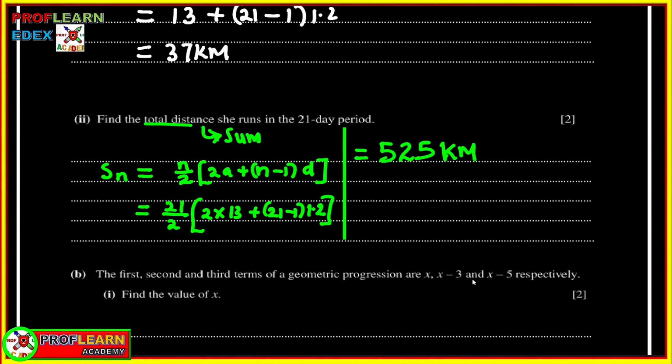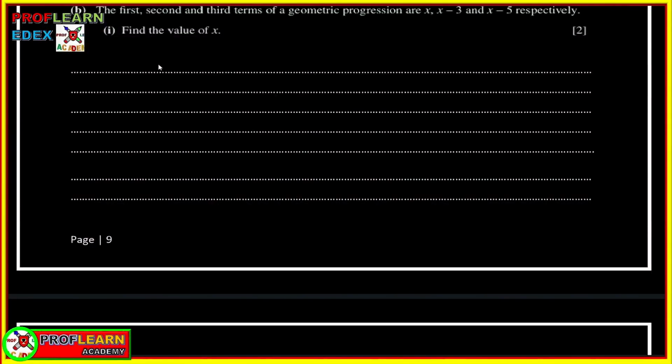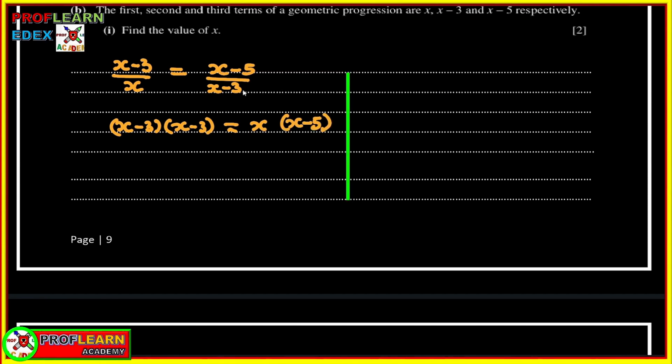Now, the first, second, and third terms of a geometric progression are x, x minus 3, x minus 5 respectively. Find the value of x. We know in order to find the common ratio, we take the number in front divided by the number behind it. So we're going to form an equation like that, which we are going to solve, and that will enable us to know the value of x.